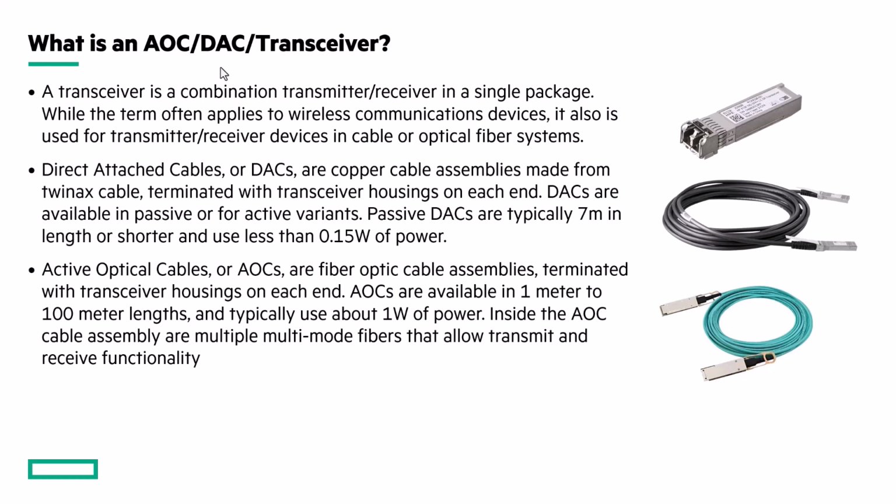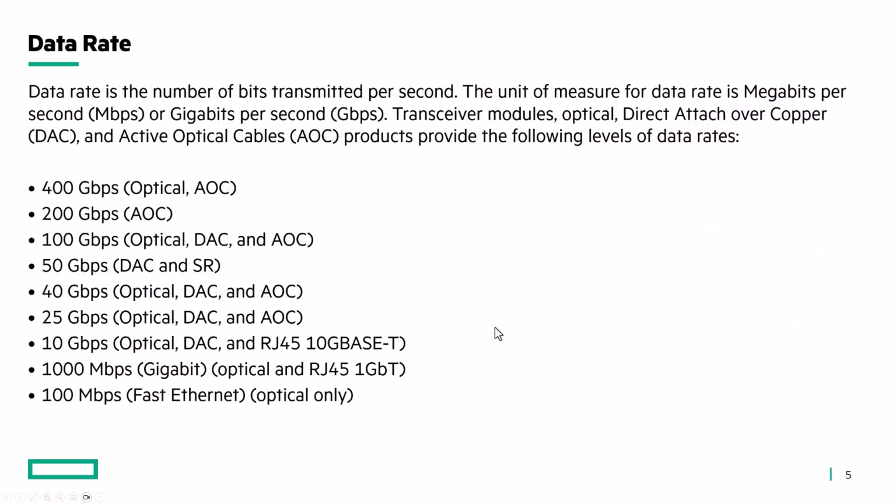They're made from twin-ax cable, and of course at each end they're terminated with transceiver housings. They come in passive and active variants, and the lengths vary. Typically 7 meters is really common, but they come in shorter as well as longer, and they typically use less than 0.15 watts of power. AOCs, or active optical cables, are fiber optical cable assemblies. Very much like a DAC, they're terminated with transceiver housings on each end. Again, ranges vary from 1 meter to, let's say, 100 meters, and they typically use about 1 watt of power. And inside that AOC cable are multiple multimode fibers that allow that transmit and receive functionality.